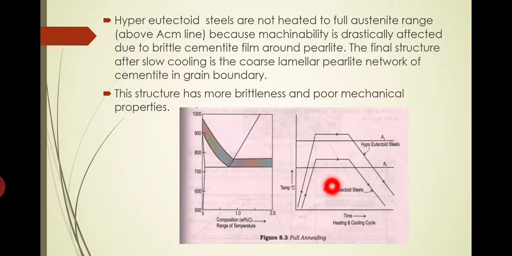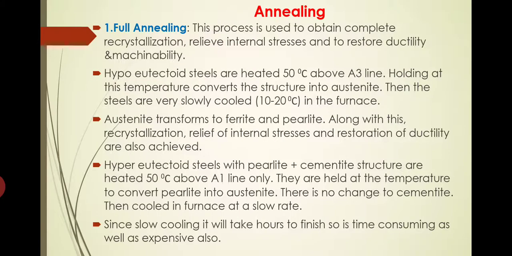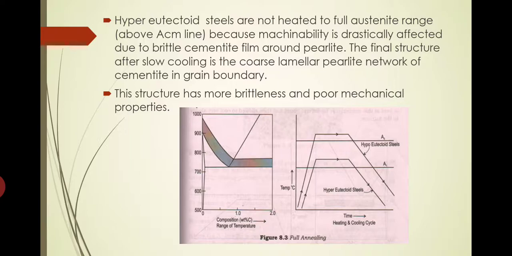That's why we are not going for annealing in the case of hyper-eutectoid steel. In the case of hyper-eutectoid steel we won't go for annealing. If you want to impart negative properties, that is, if you want to make the steel more brittle or have poor mechanical properties, then only we will go for hyper-eutectoid annealing.